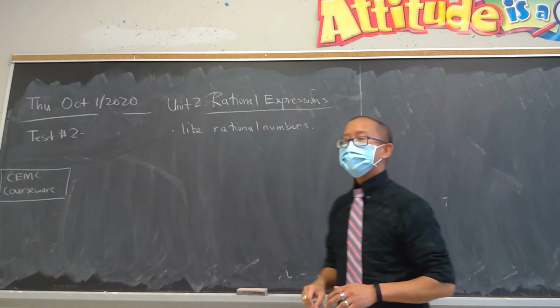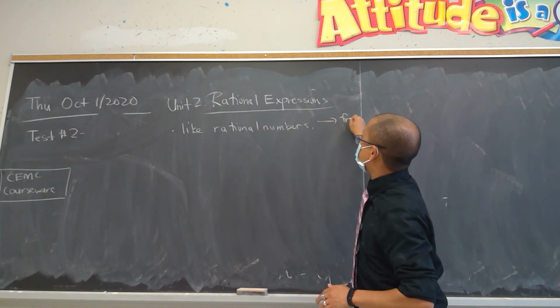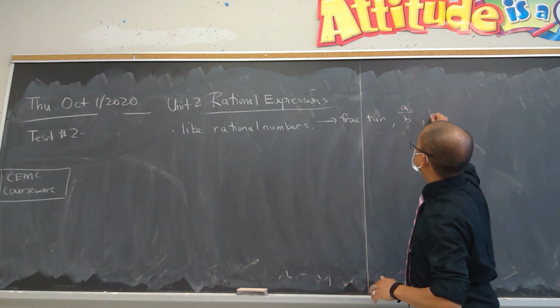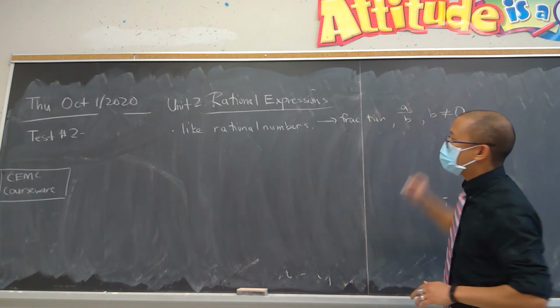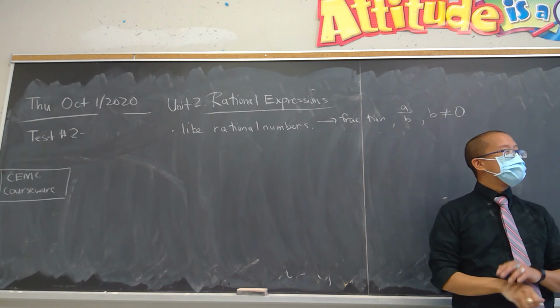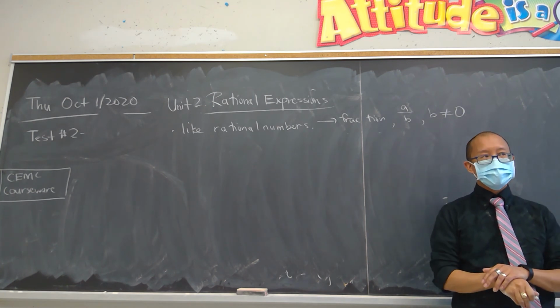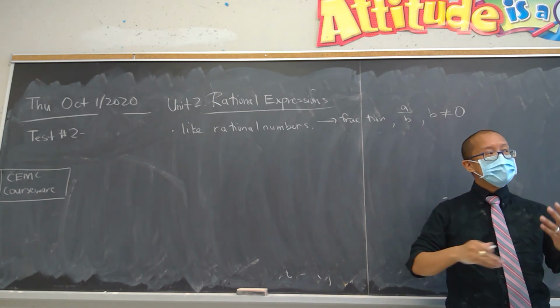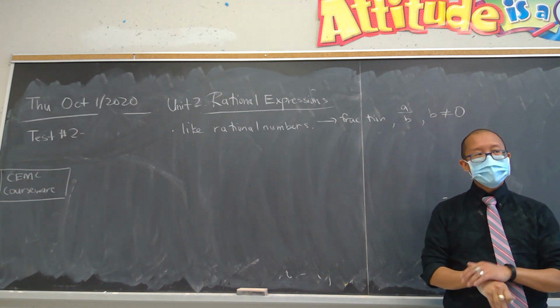What's a rational number, really quickly? It's a fraction that's written as a over b, where b cannot be equal to 0. Where a and b, of course, are integers, right? A lot of you already know that from grade 9. So rational numbers, fractions, rational expressions, they're going to look kind of weird.